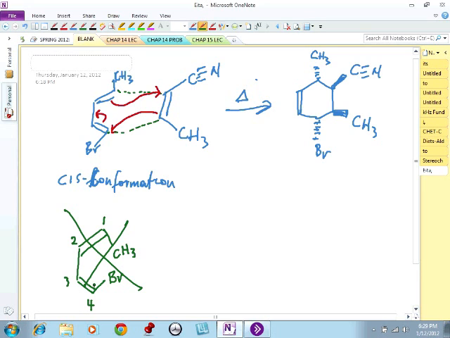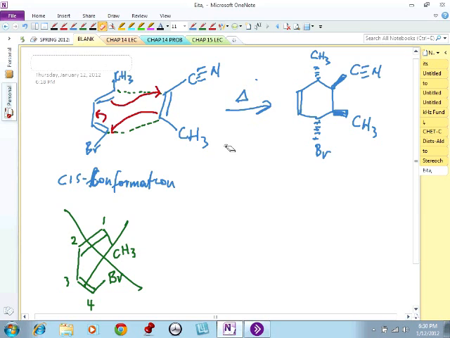Those substituents must be trans to each other, or if they are going to be cis, they will have to be outside of the double bond system, the conjugation system. Because if you have them here being cis to each other, just as we have here, the Diels-Alder will not work.